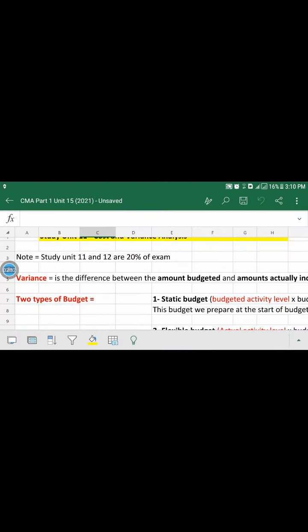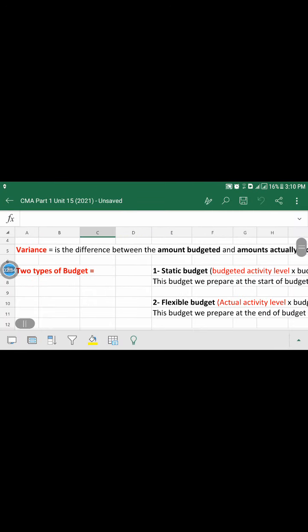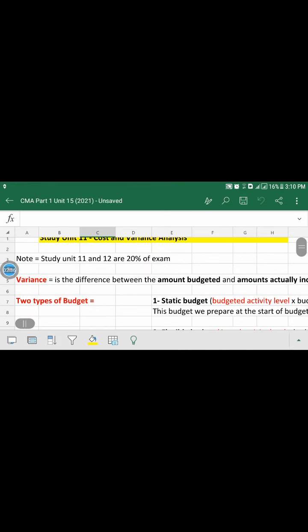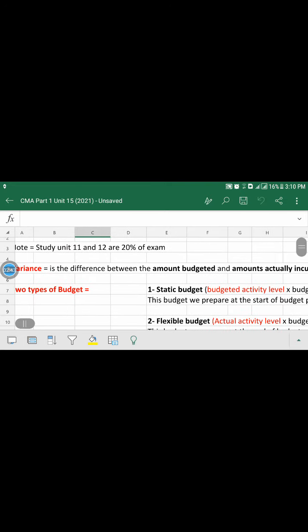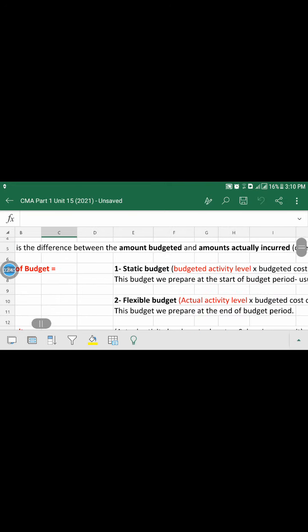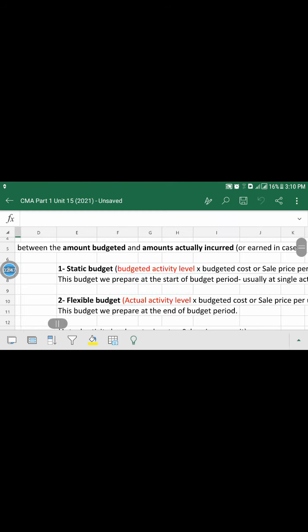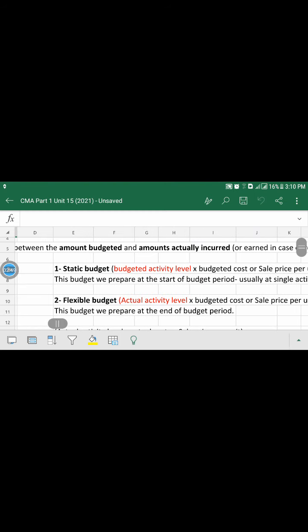Yeah. So in this video we will look at how many types of variance there are. First of all, we study the types of budget. How many types of budget are there? First is called the static budget. What does static budget mean? Static budget means the budgeted activity level into the budgeted cost or sales price.